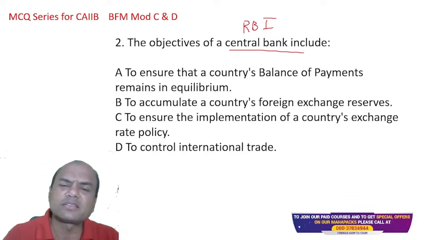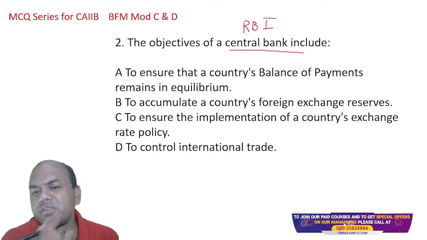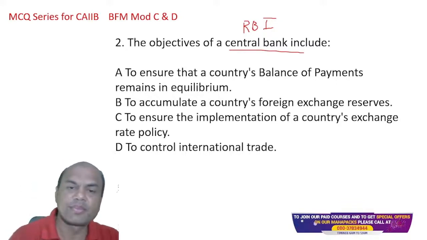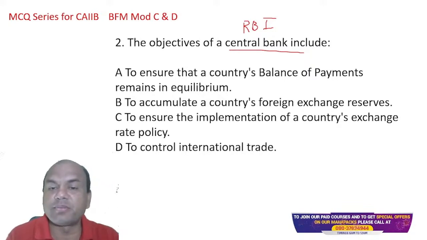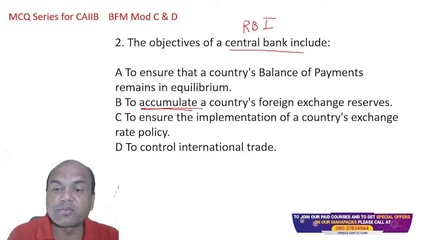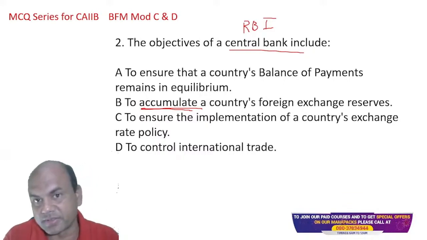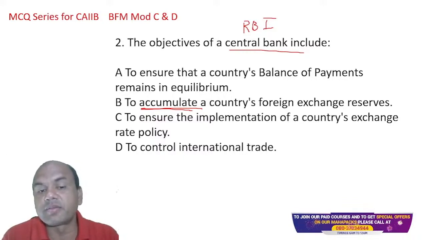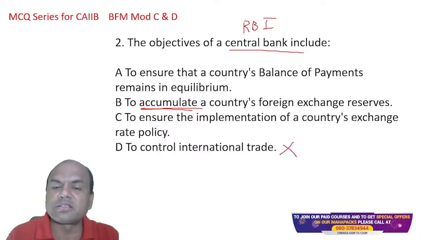What should be the answer? RBI's main role is what? Ensure country's balance of payment is in equilibrium. Accumulate foreign exchange reserves. Accumulate means go on accumulating the dollars. To ensure implementation of country's exchange rate policy, and to control international trade. See here, nobody can control international trade. That's out.